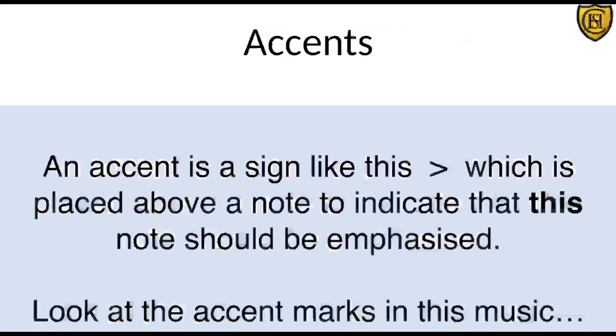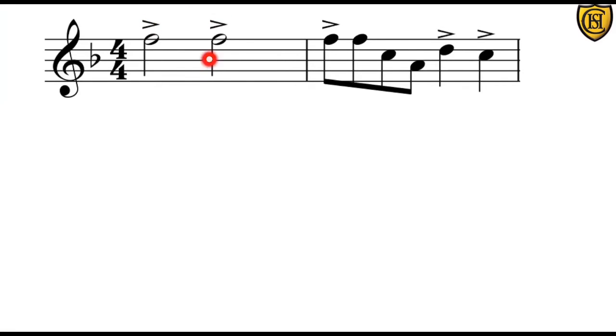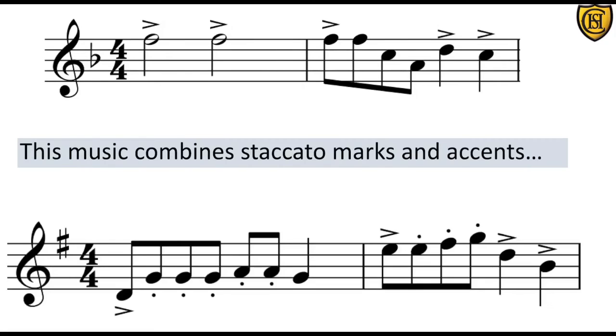Accents. So an accent's a sign like this, which is placed above a note or sometimes below a note to indicate that the note should be emphasised. So played a little bit louder than the notes around it. So for example, have a look at the accent marks in this music. These notes here are accented. This one, and this one. You see this symbol telling you which notes should be struck more firmly than the others. So no accents in these notes here.